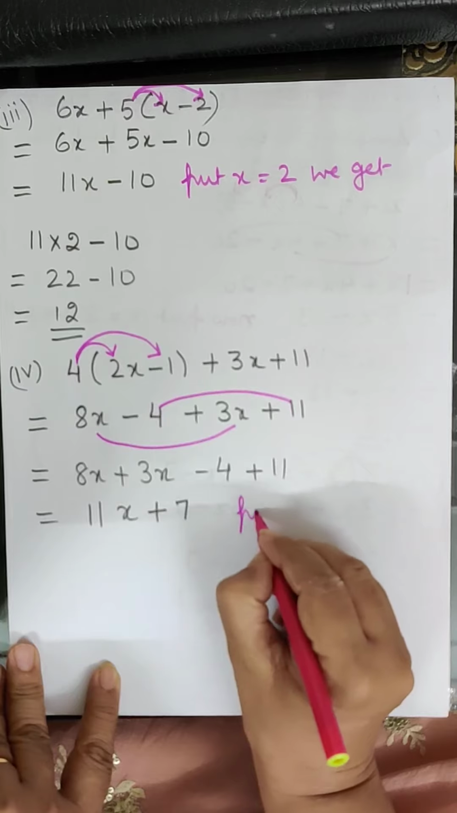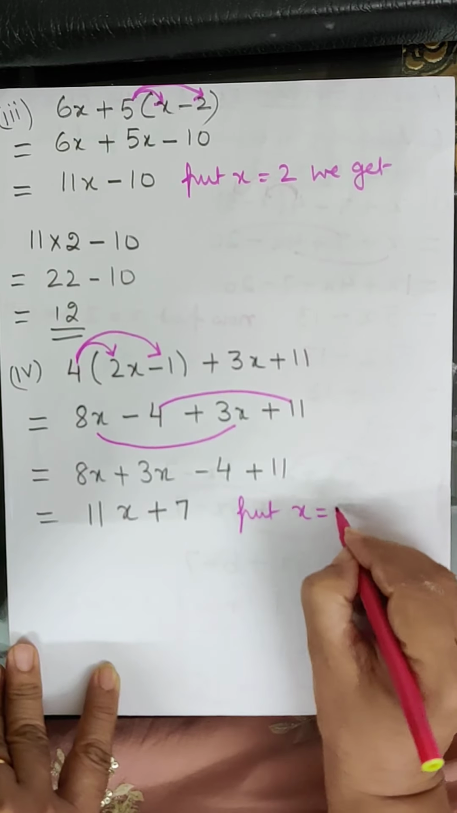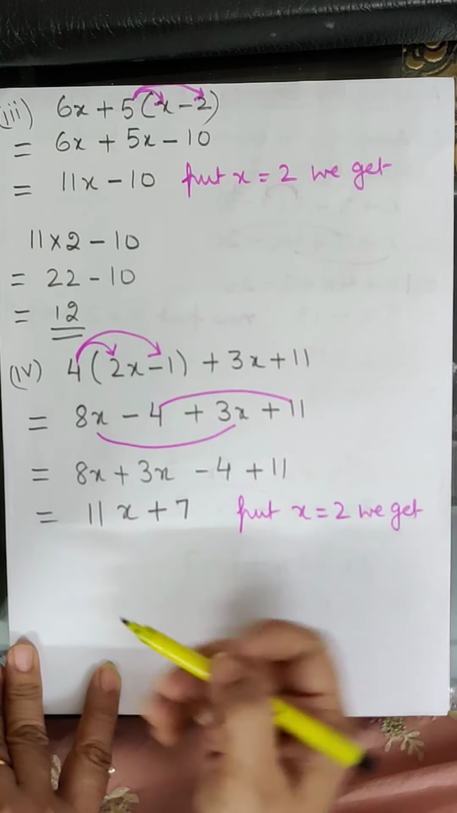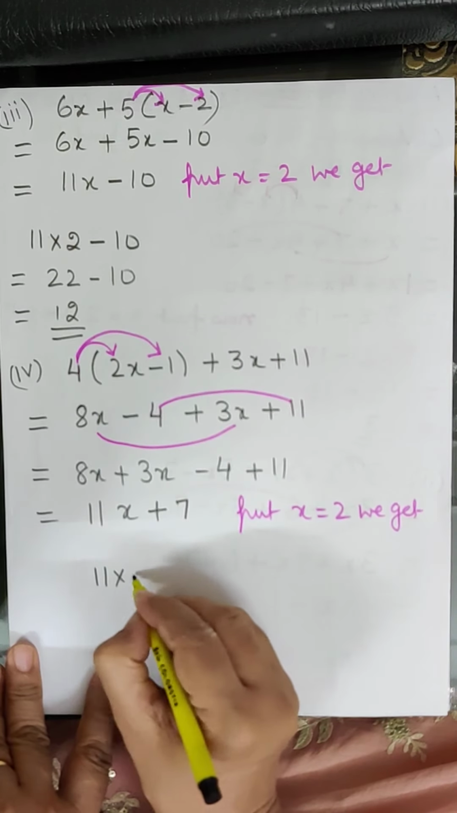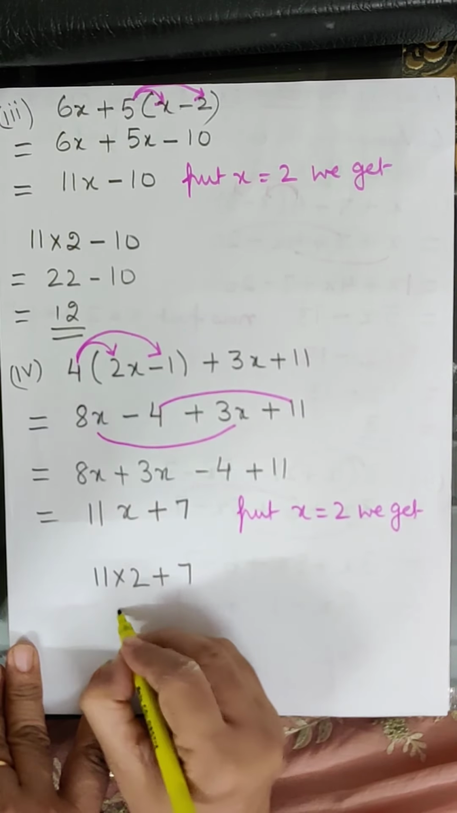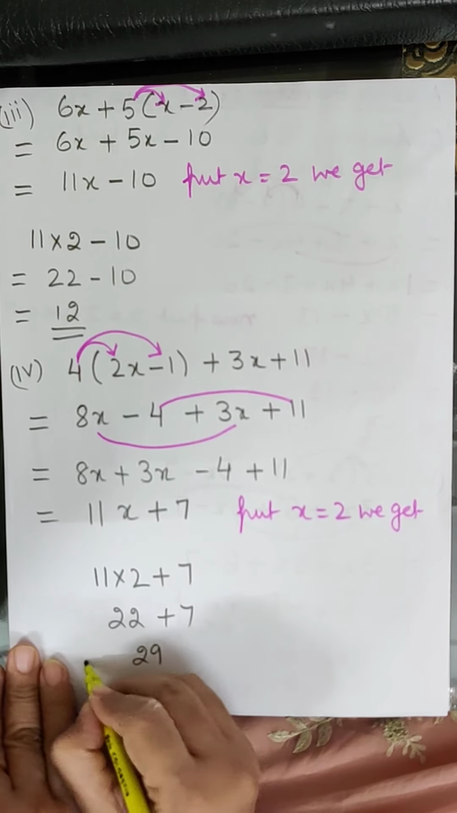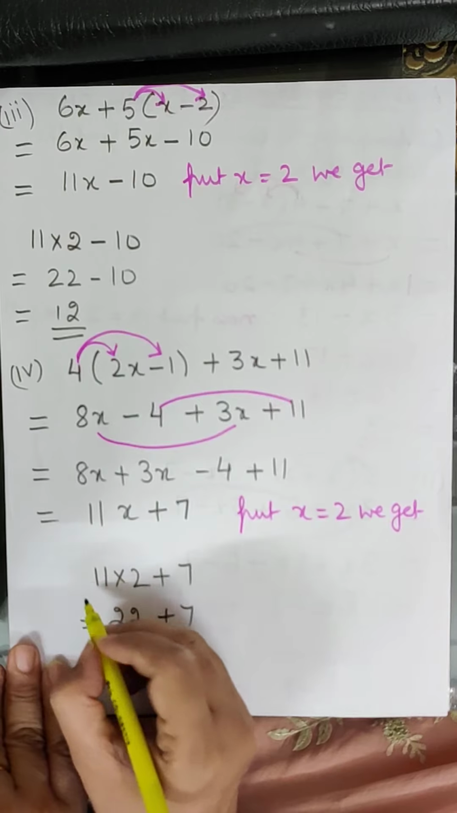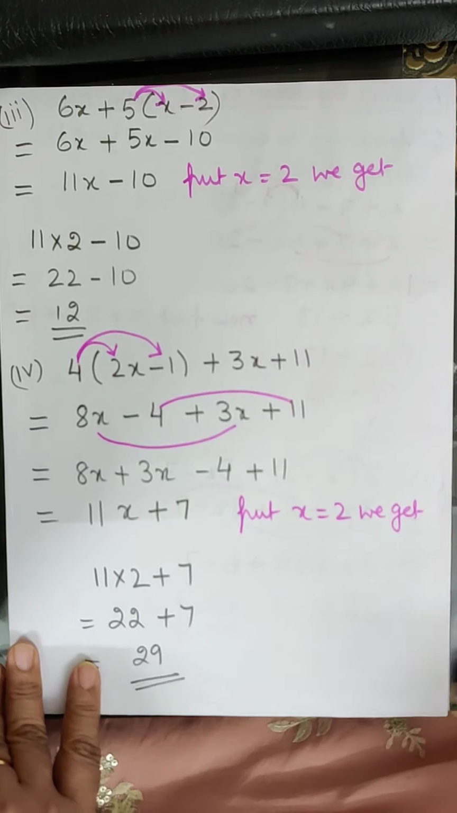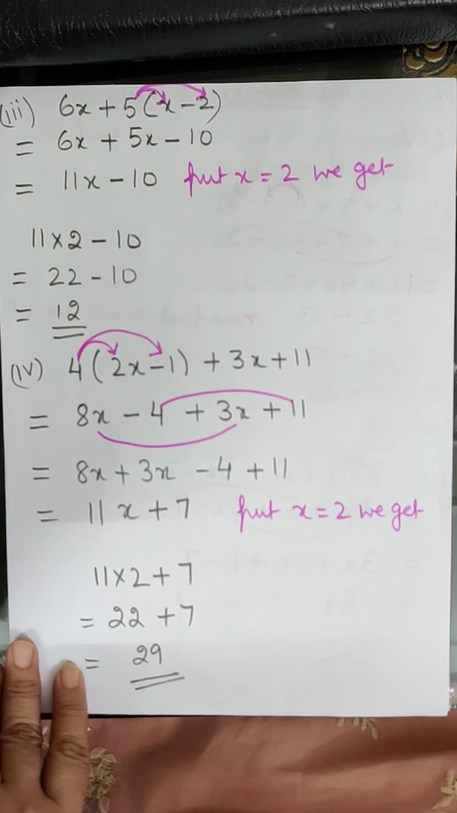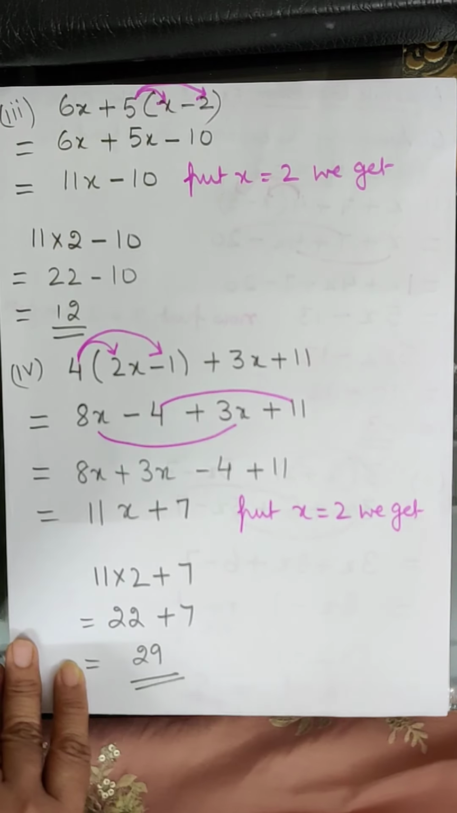Now put x is equal to 2. We get 11 into 2 plus 7. 11 2s are 22 plus 7 is 29. So this is the answer. Is this clear? So with this I wind up my class today. In the next class I shall take up the next question.